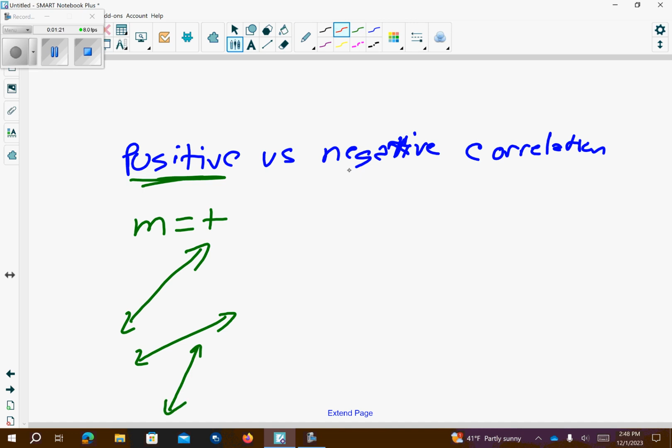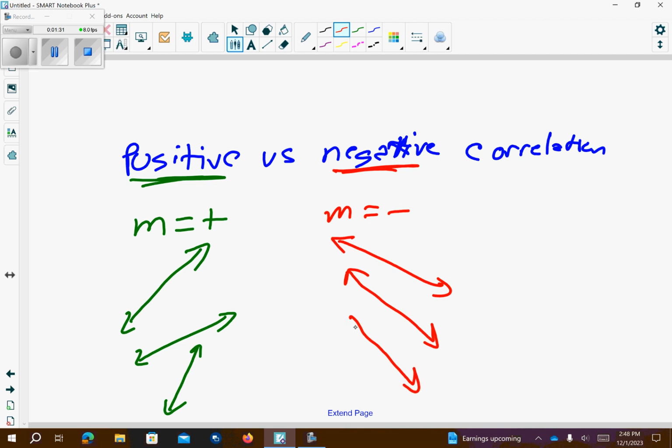A negative correlation means your slope of your line of best fit would be negative. So it could look like this. And I don't have the XY axis drawn. You can go really steep with these. So when you see or hear the word correlation, know that it's referring to the slope of the line. If the slope of the line is positive, you have a positive correlation. If the slope of the line is negative, you have a negative correlation. Okay? And you can have strong and weak positive.